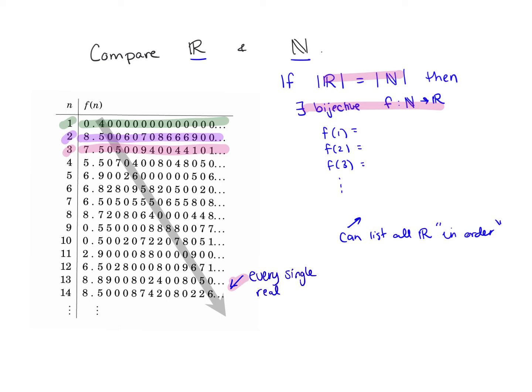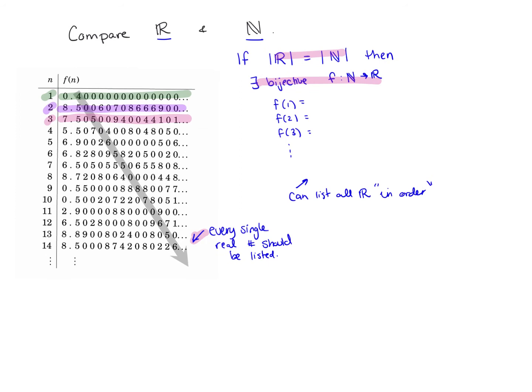And what we're going to do is show that we get a contradiction. We're going to show that it is impossible that every single real number can be listed, because we can use this list to create a real number that's not in our list. So let me write that out. We're going to use this list to create a real number not in the list.